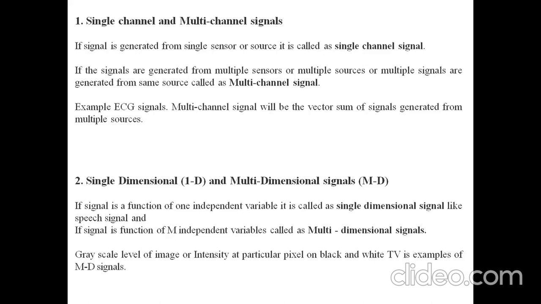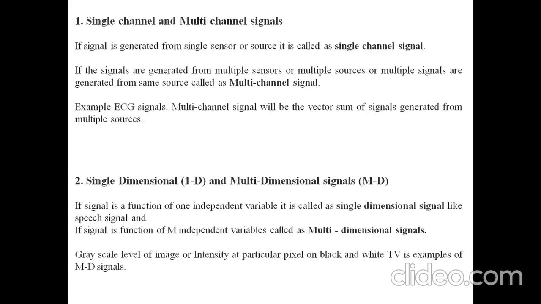Example, ECG signal. In an ECG, multiple sensors are placed over our body and the ECG is taken. The second example is EMG or EEG. All these signals come under the multi-channel signal. Similarly here, the multi-channel signal will be the vector sum of signals generated from multiple sources.